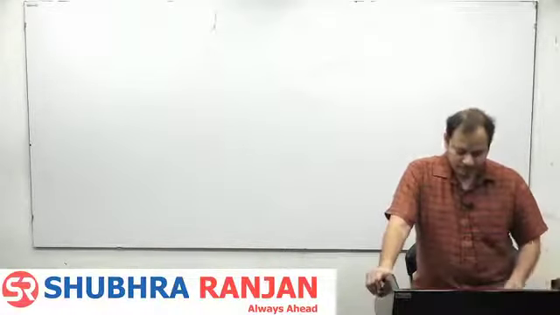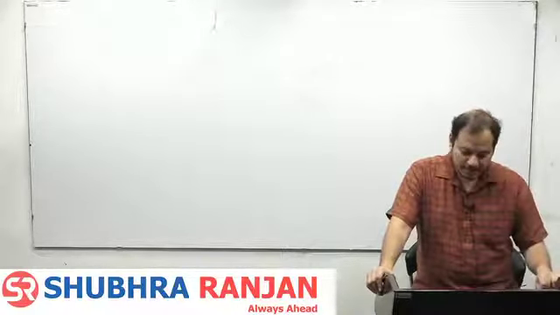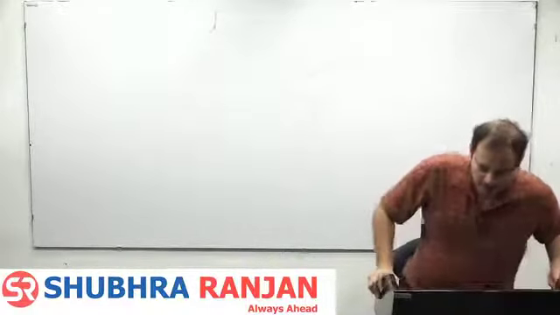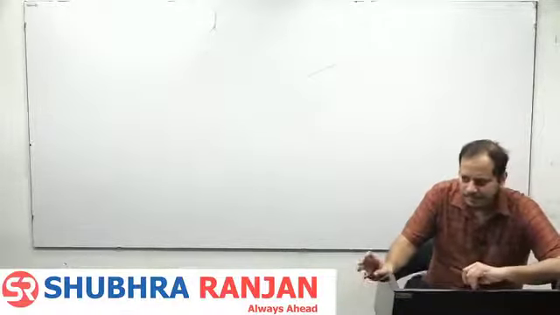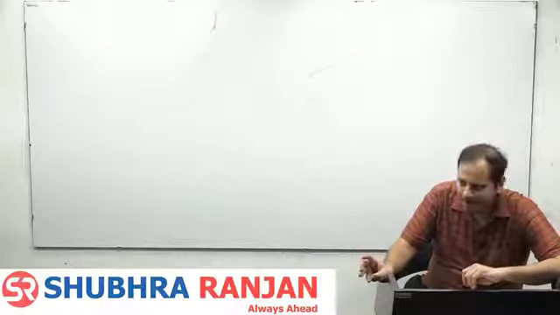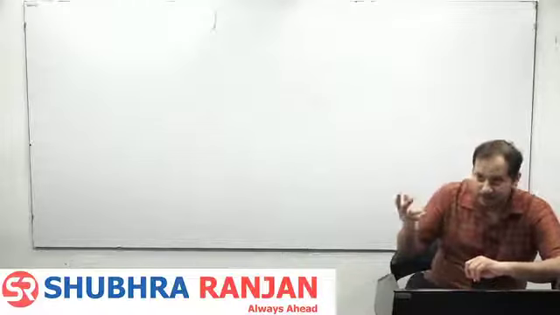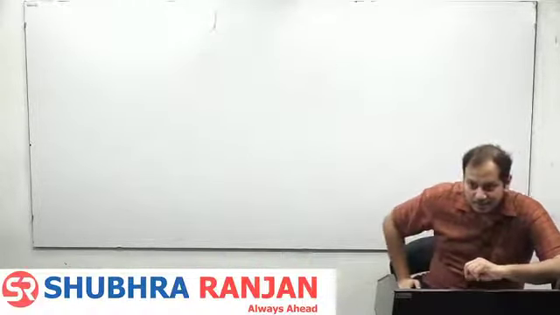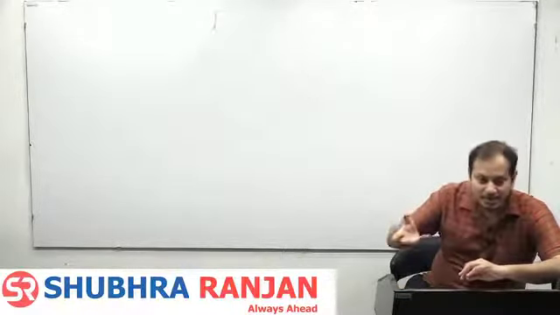In explaining the concept of pediplanation, King combined the ideas of Davis, Penck and Wood with his own. Elaborate. Can you write it? At least have a structure: which idea is taken from where? So what did he take from Davis? Vertical down cutting and stages, rapid upliftment. What did he take from Penck? Parallel retreat of the scarp.